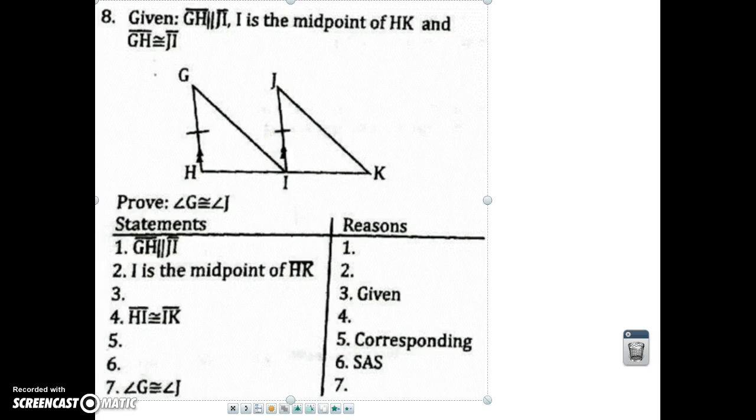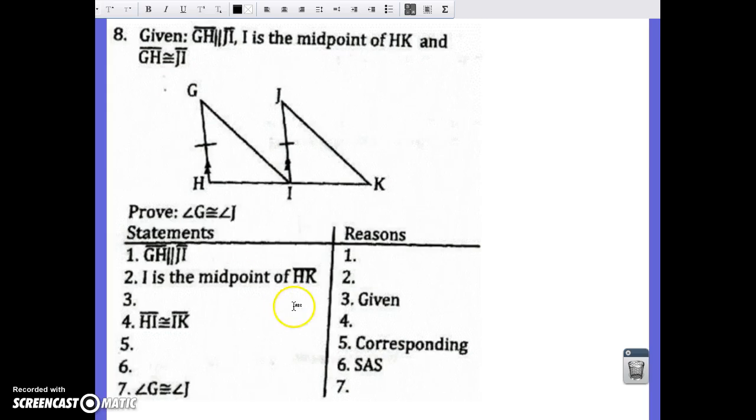Okay, so for the most part, they are already marked on the triangle what is parallel to one another, and they're actually showing us that I is the midpoint of HK. But we just gotta do some filling in the blanks. So let's fill in some blanks. Our first blank we're gonna fill in is the first statement. Our first statement blank should be given. That's pretty simple to see.